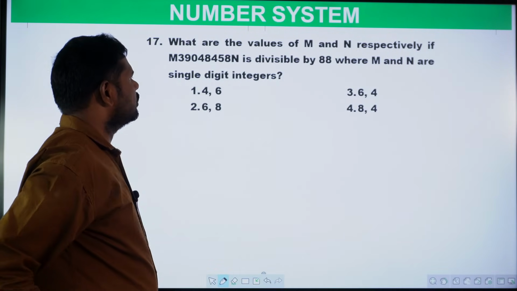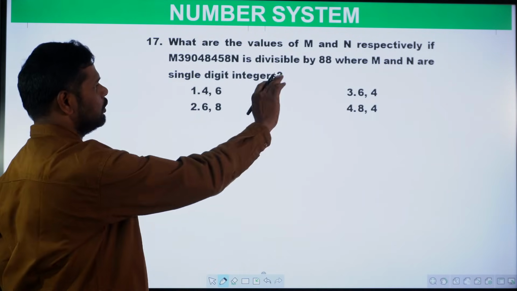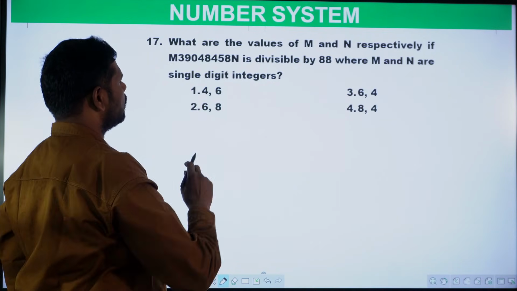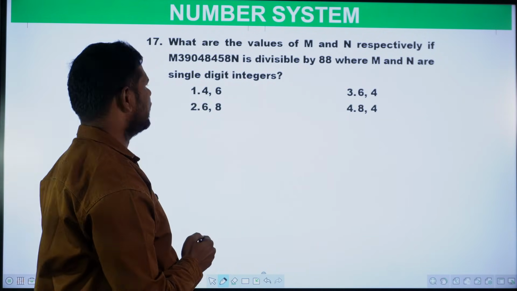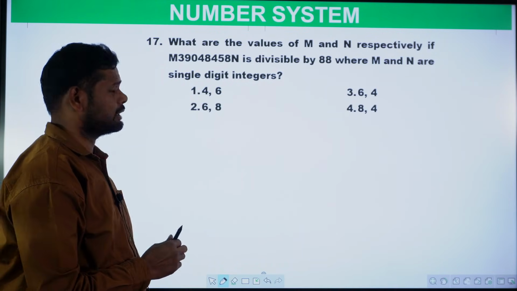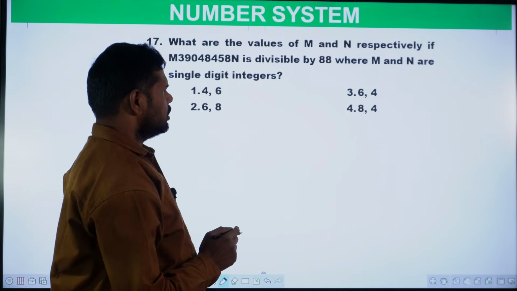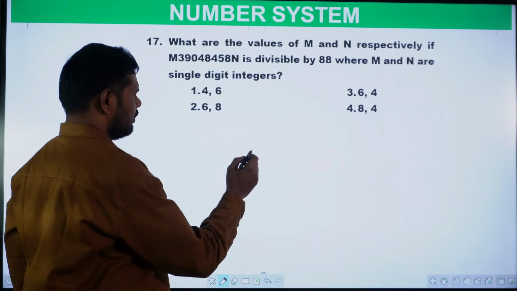So what are the values of m and n respectively, if M39048458N is divisible by 88, where M and N are single digit integers? Sorry. So, clear? Now, let me recall the divisibility rules once again.